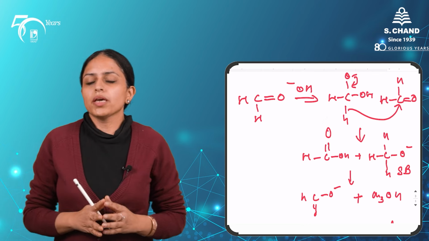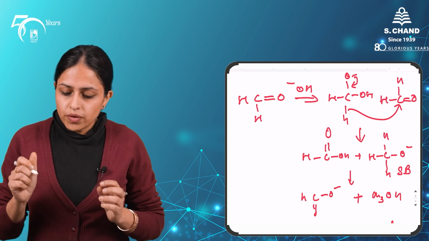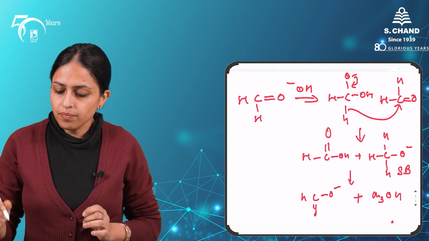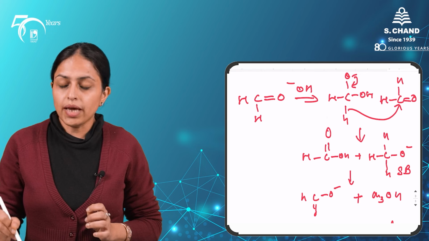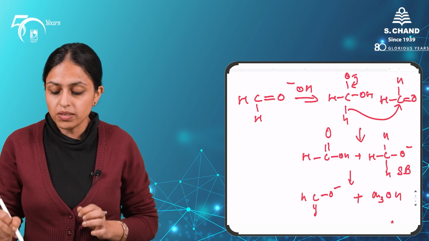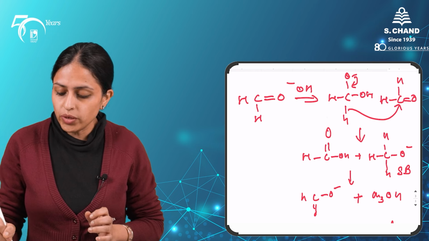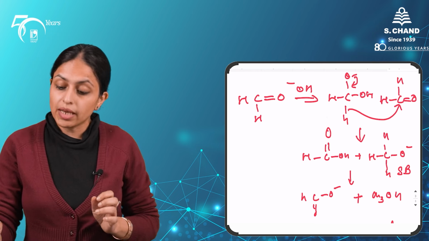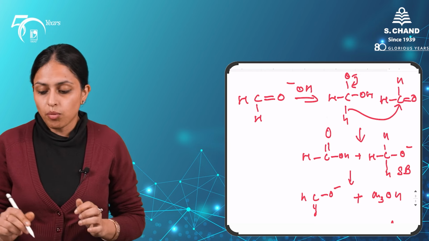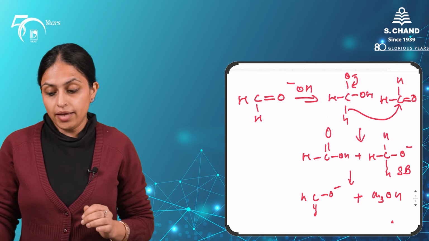So as you can see the mechanism of this reaction, the first step, the aldehyde molecule is attacked by the base, and the first mole of the aldehyde which has been attacked by the base, now from this compound, it is the hydride which acts as a nucleophile to the second aldehyde molecule, and the product of this reaction is a carboxylic acid and an alkoxide ion.